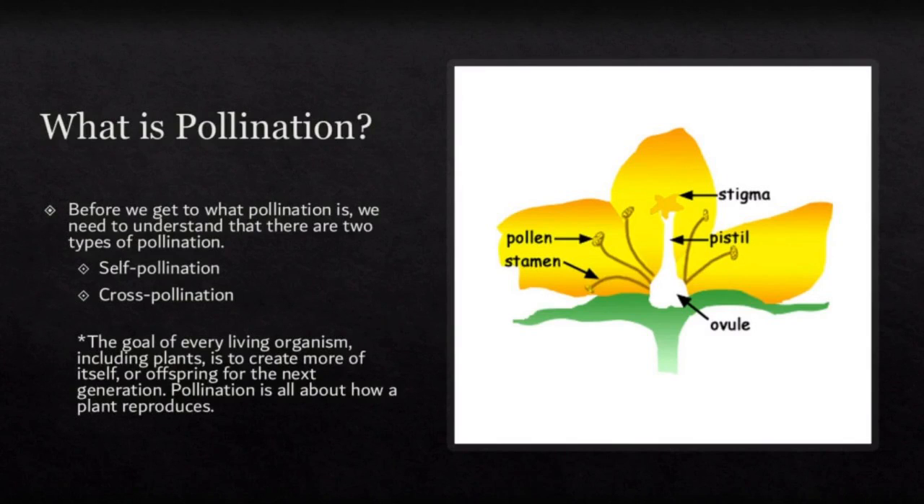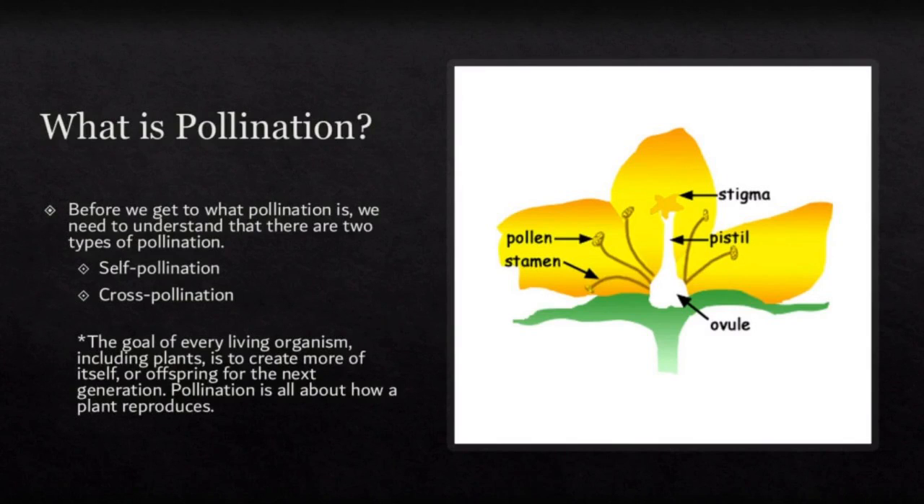Please look at this image to understand the parts of a flower. Right here, that's the stamen, this little thing. Those are the pollen grains, right there on the stamen. This is the stigma right here. That's the pistil, this. And that's the ovule right there. All right, let's move on.